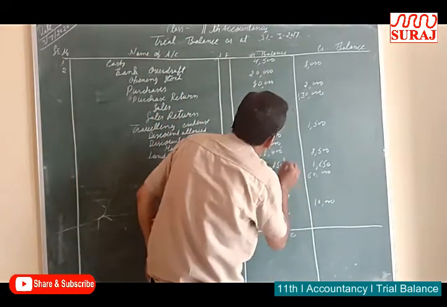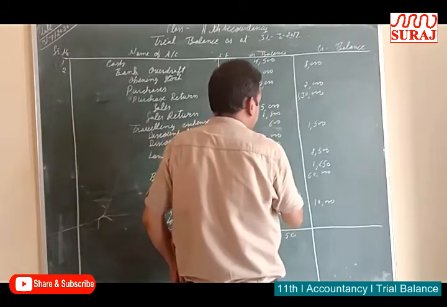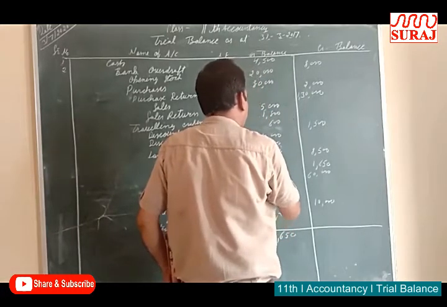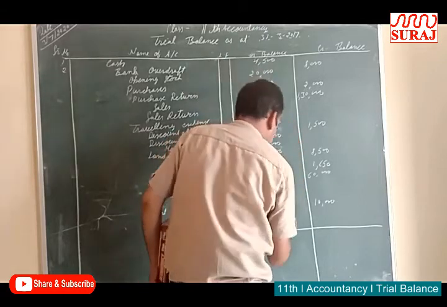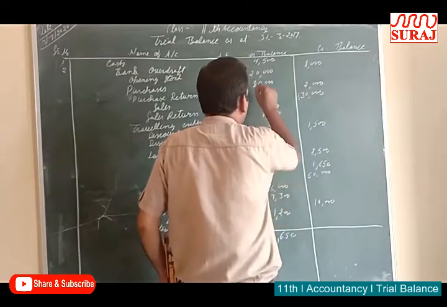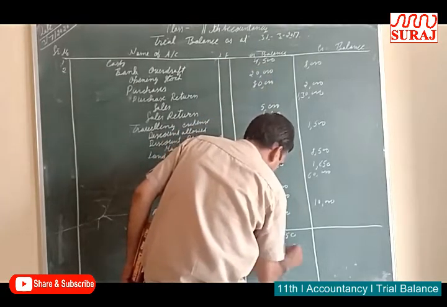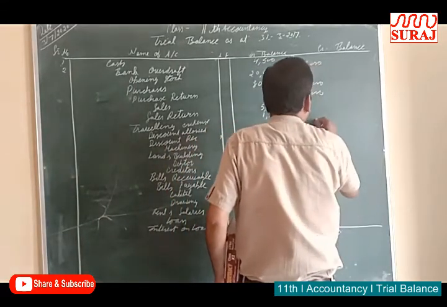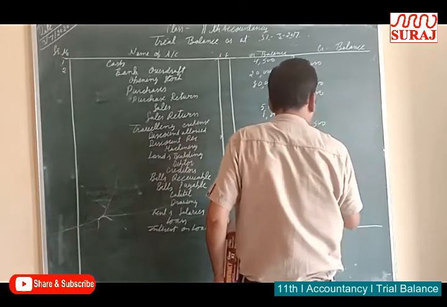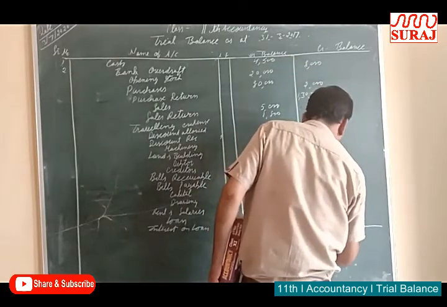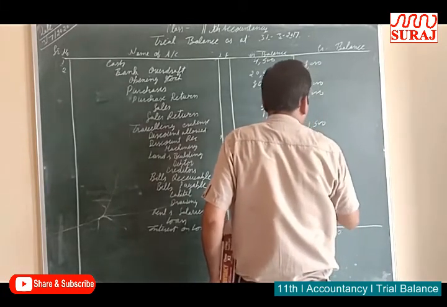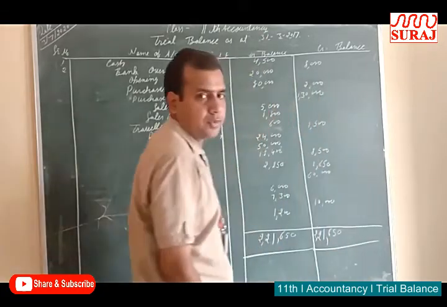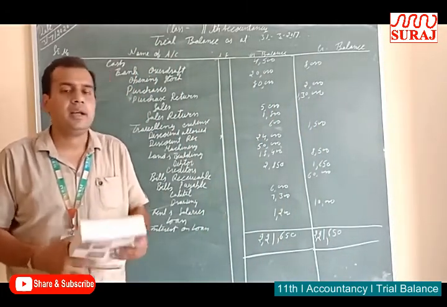Let's start with the total, adding up the debit side figures with carry overs. The total comes to 2,21,650. Then adding the credit side the same way, the total is also 2,21,650. Your debit and credit balances are equal, so your question is right.